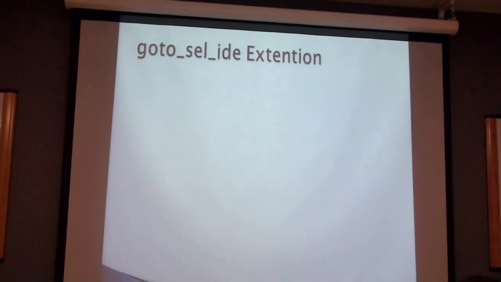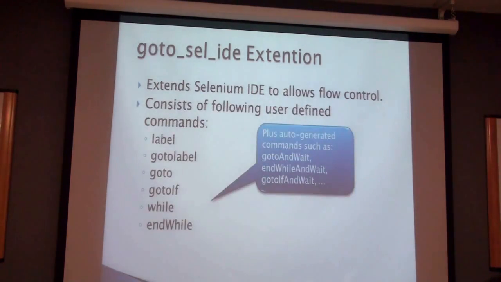Alright, so this is what we have added using that extension. We have label, go to label, go to if, while, and endWhile. Those are the commands that we added. Now you will see a whole bunch of other stuff like endWhile and wait, or go to label, or verify go to label, weird stuff like that. But the ones that we actually intended to add were these ones, the ones on this screen. Does that make sense to everyone? Okay.